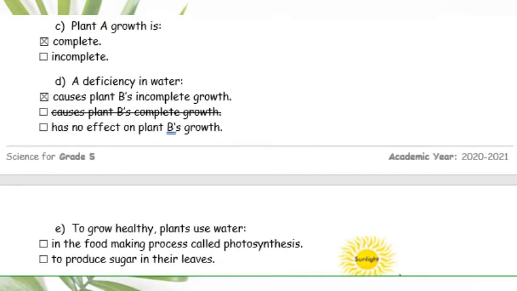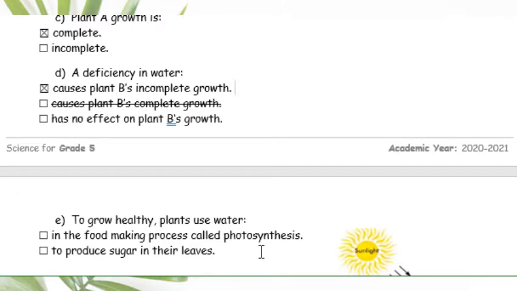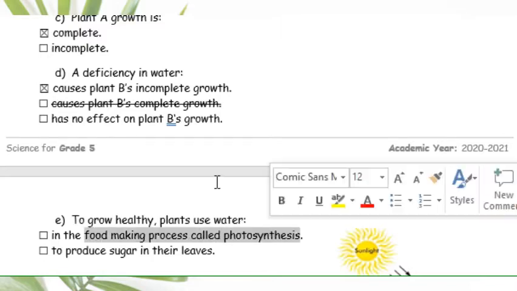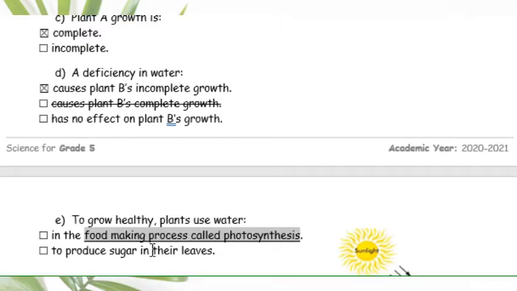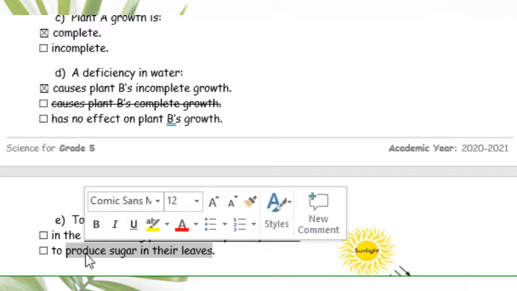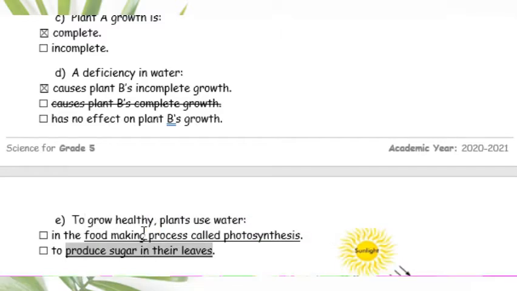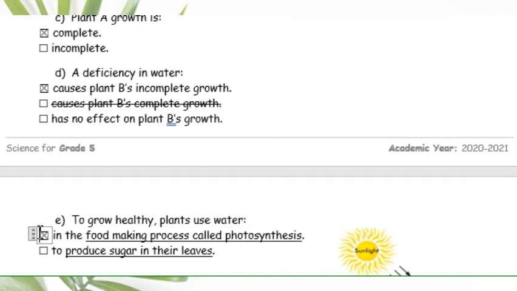Last part, to grow healthy, plants use water for what? Do they use it in the food making process that we call photosynthesis, or we use it to produce sugar in the leaves of the plants? This is a bit tricky, but through photosynthesis, plants use water and make sugar. So both answers are correct.